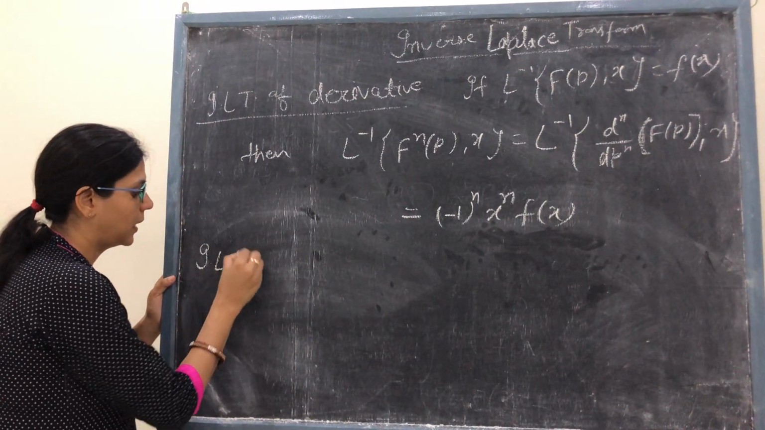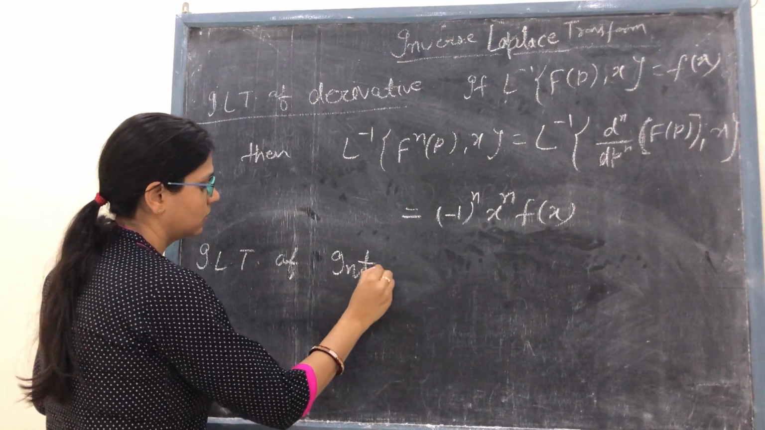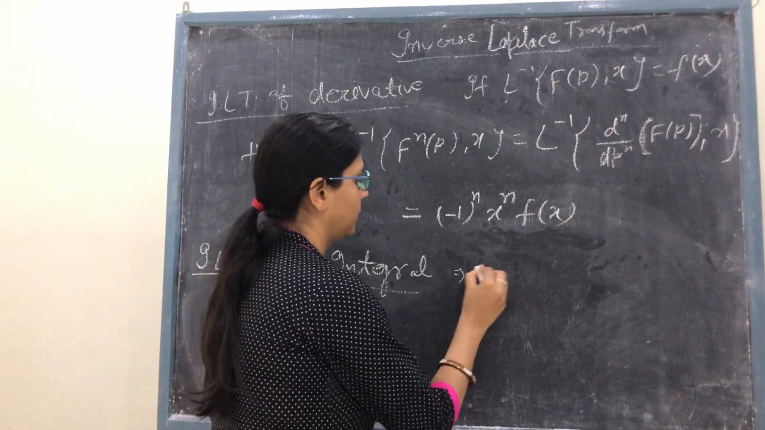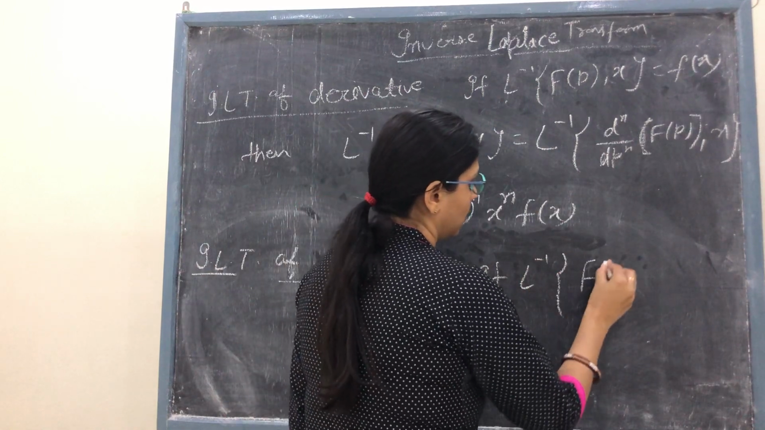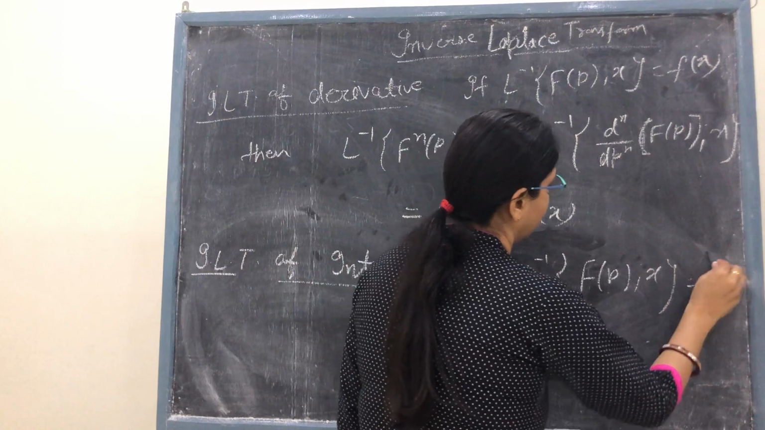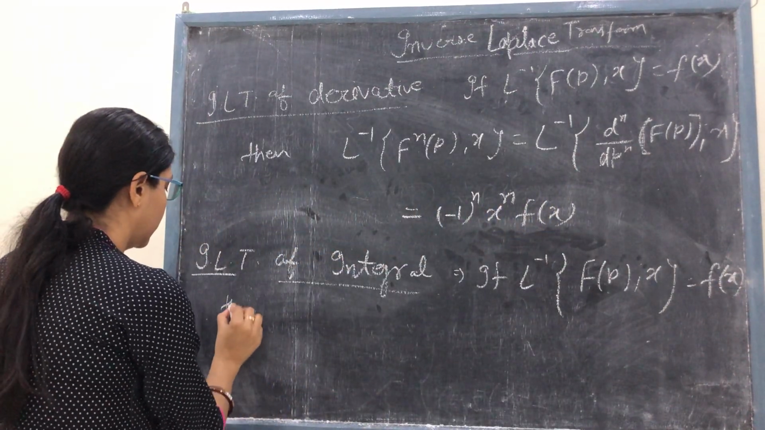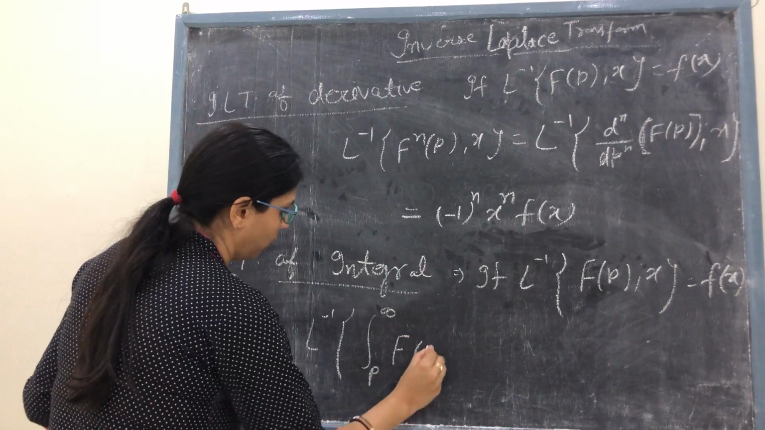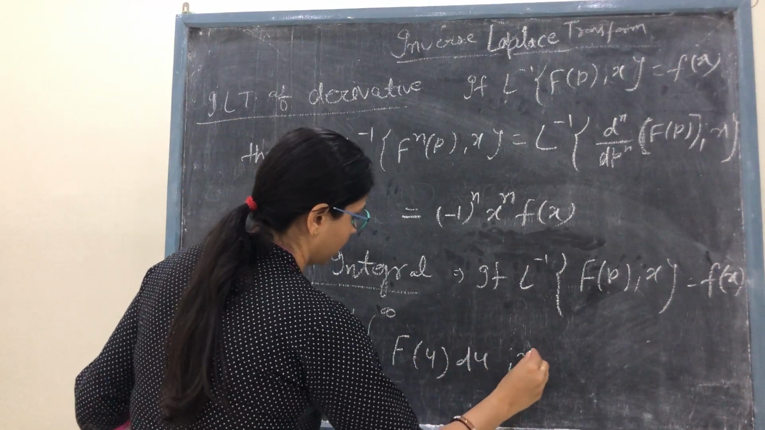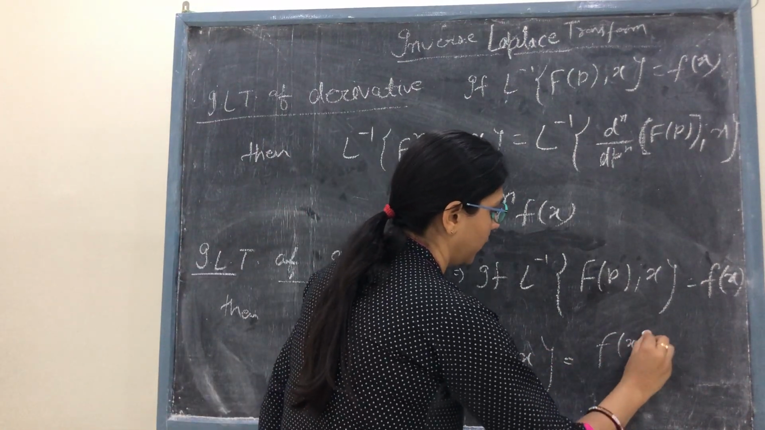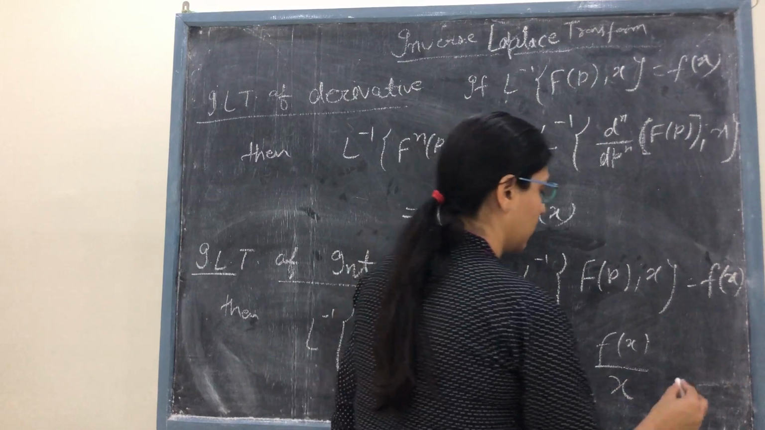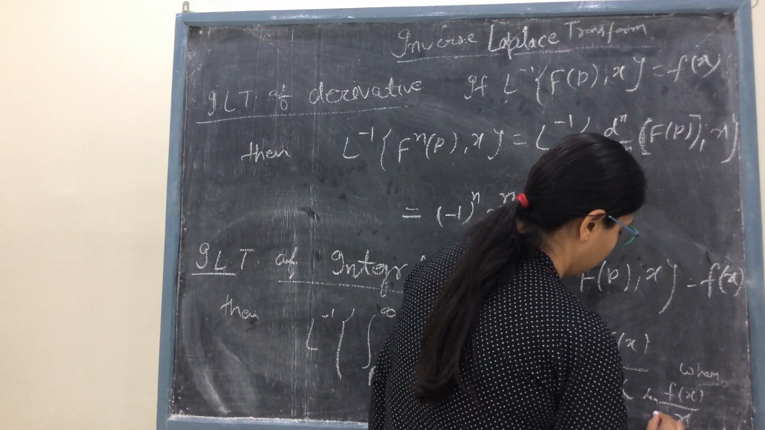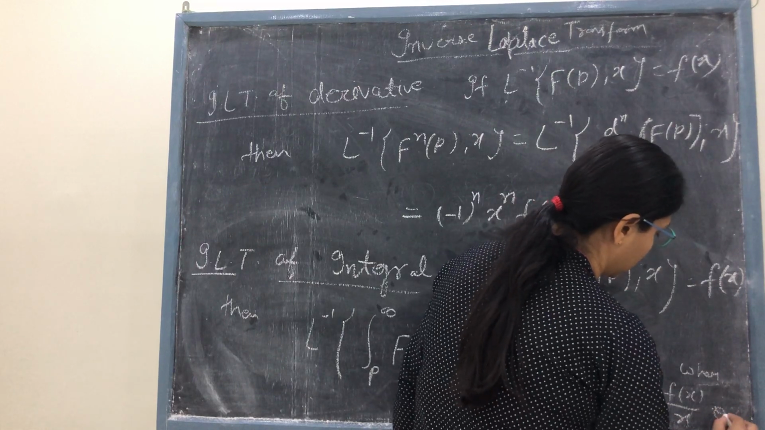Similarly, the inverse Laplace transformation of an integral. ये क्या कहता है? Same, if L inverse of f of p is defined as f of x, then L inverse of the integral from p to infinity of f of u du is f of x over x, where the limit of f of x over x as x tends to 0 exists.